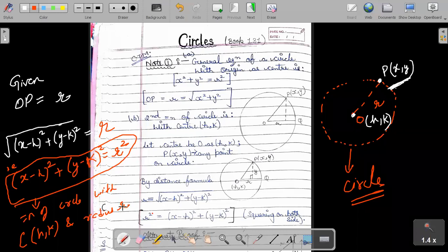From here, if I ask you what will be the equation of a circle with center (0, 0)? h will be 0, k will be 0. So what will be the equation? x square plus y square is equal to r square. This is the standard circle with center (0, 0).